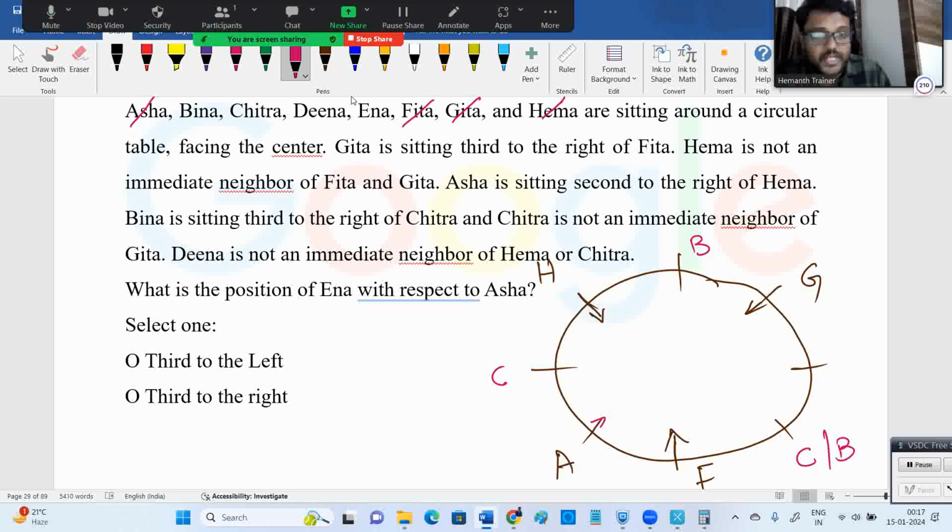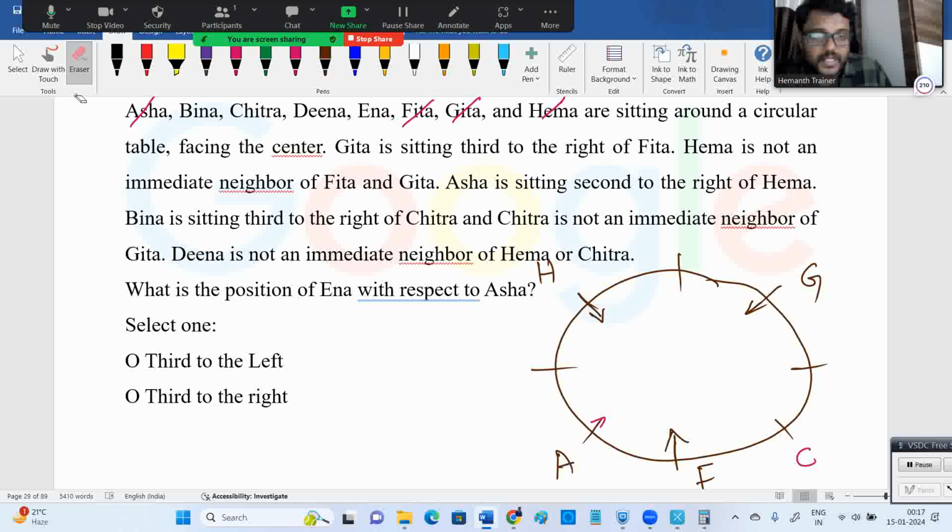But next one, Dina is the one left over. Dina is not neighbor of Hema, and not the neighbor of Chitra. Fine. So Dina should be here and Chitra one.